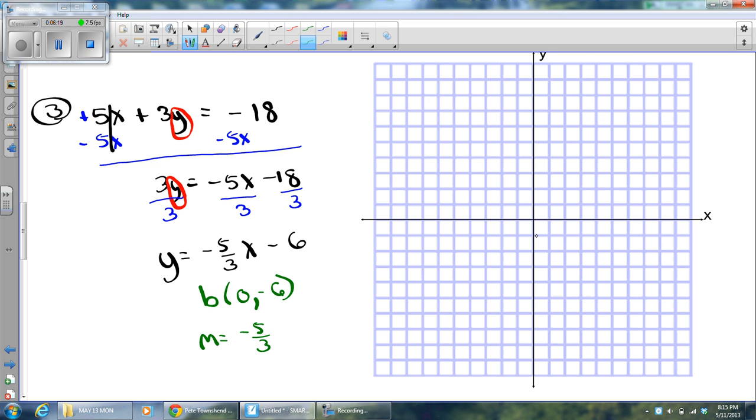Okay, so let me see here. 1, 2, 3, 4. Oh, I lost my origin for some reason. 1, 2, 3, 4, 5, 6. And then my slope is negative 5/3. I guess I could estimate 5 and go 1, 2, 3. But a better way might be to do this. Go 5/3. Just move the negative to the denominator. So I could go up 1, 2, 3, 4, 5, back 1, 2, 3.